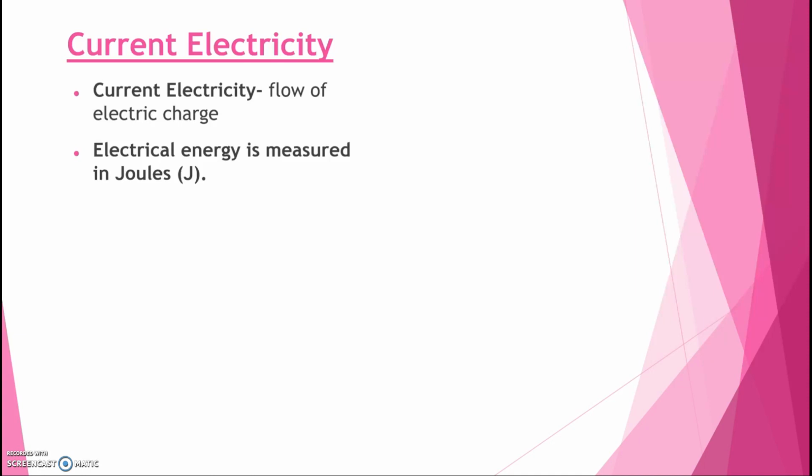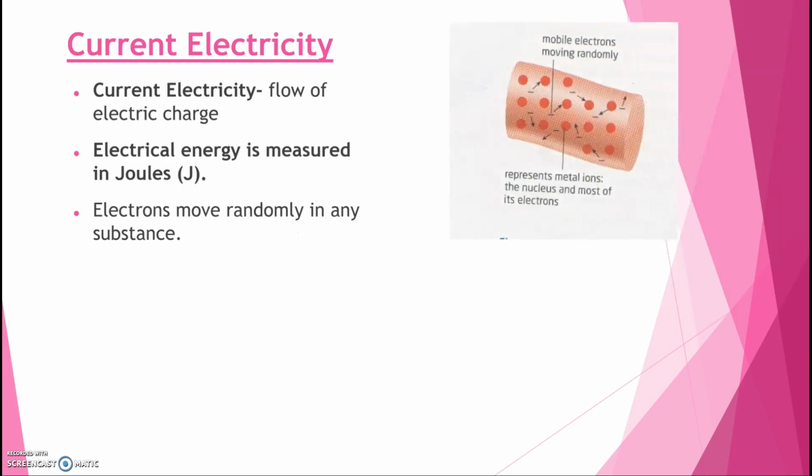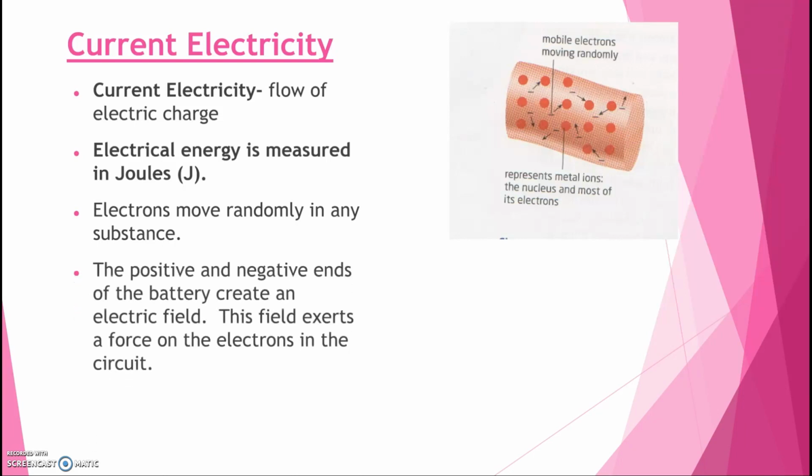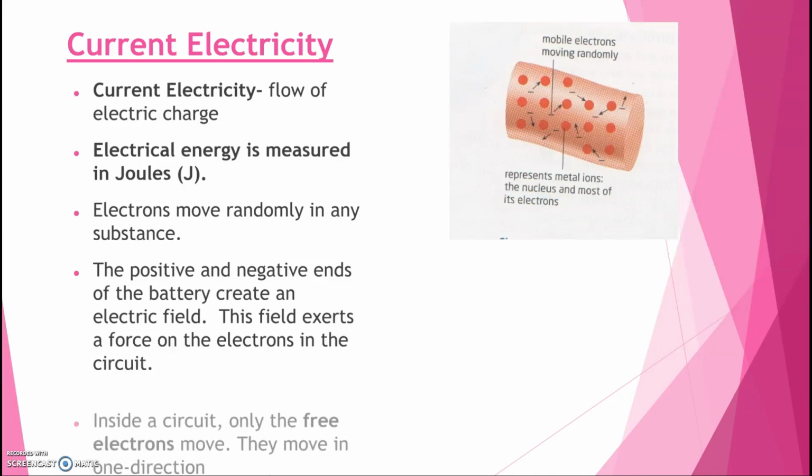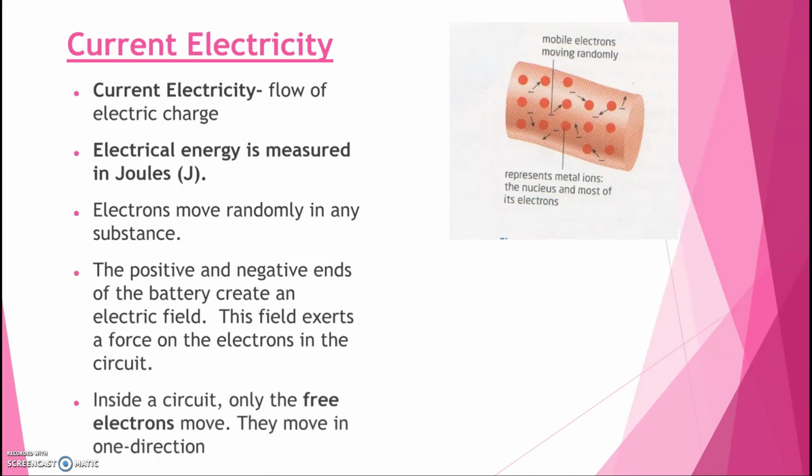So the electrical energy is measured in something called joules, and electrons move randomly in any substance as pictured here. Even in your body, these electrons are moving randomly until a power source is supplied. That power source creates a positive and negative interaction that creates an electric field, which exerts a force on the electrons in the circuit. And when they have a force exerted upon them, then they are able to move only in one direction. So there's a little image here.